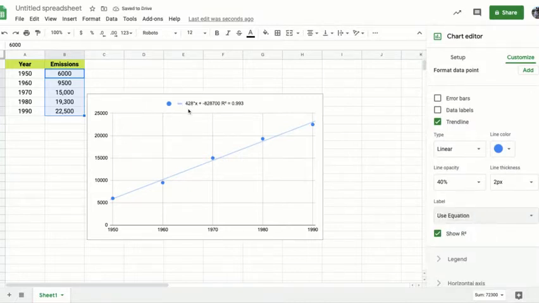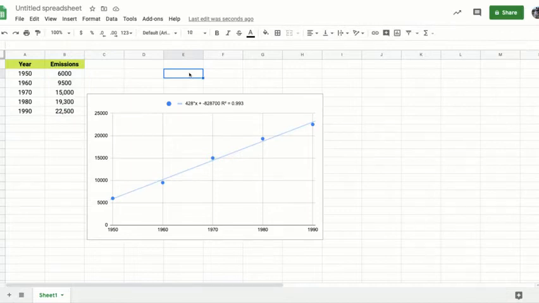And what we are given here is the equation. So our regression equation is going to be 428x minus 828,700. Excuse me. So this right here gives me my equation. How we would write this is just y equals 428x minus 828,700. The comma is probably not necessary. Then you have your r squared value as well, which is 0.993.